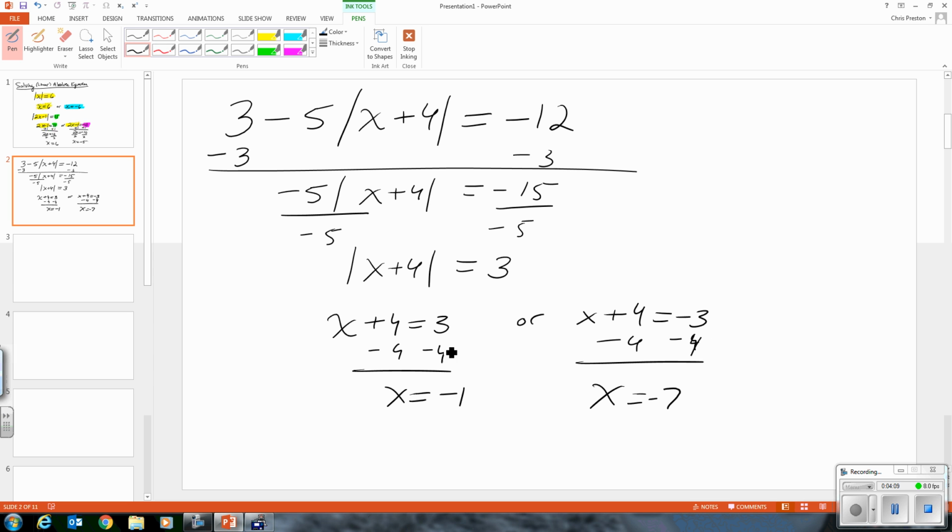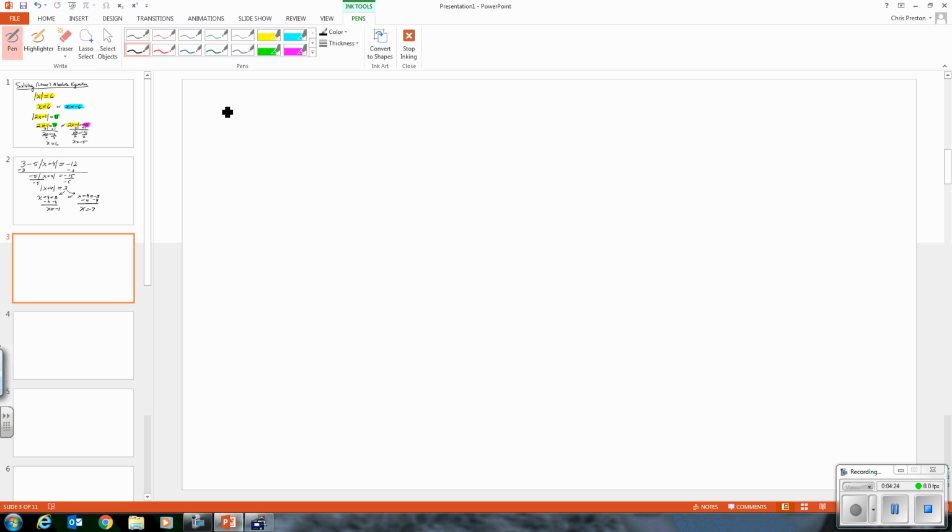Okay, so you've got to get the absolute value by itself, and then you set up these two problems. You split this up into two problems. One looks exactly the same without the absolute value bars, and then for the other one, we change the sign of the outside part. Now, let's step it up and make it a little bit more complicated, perhaps.